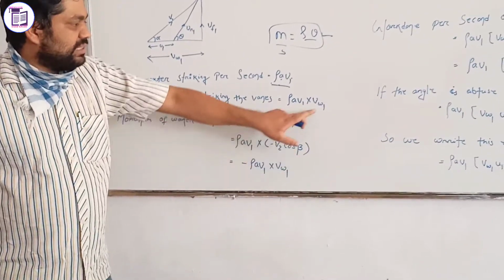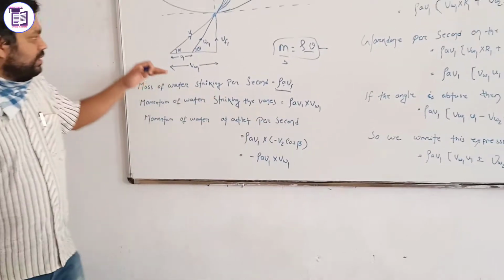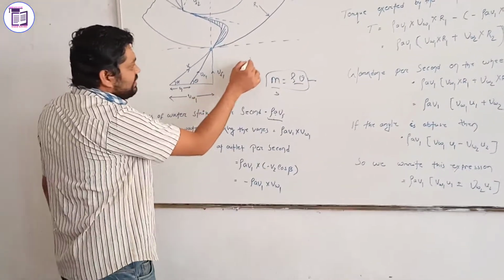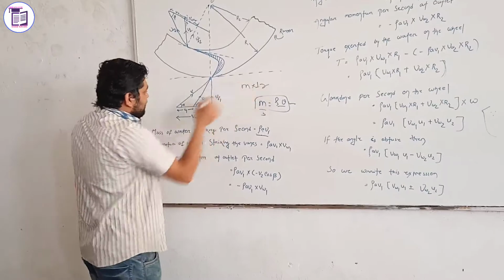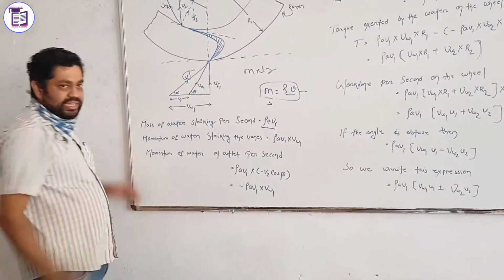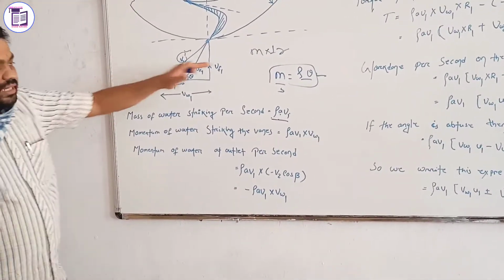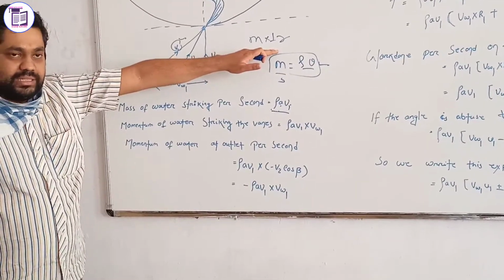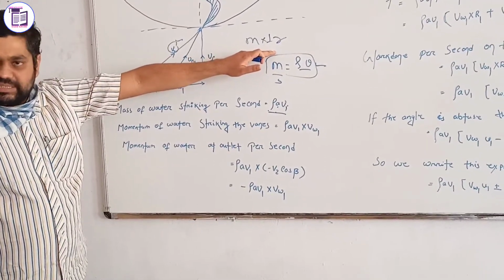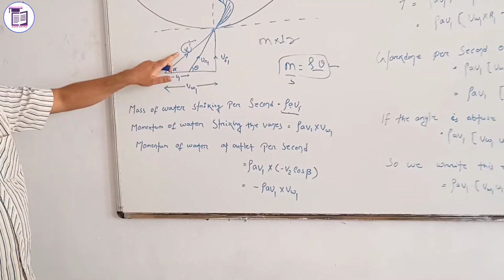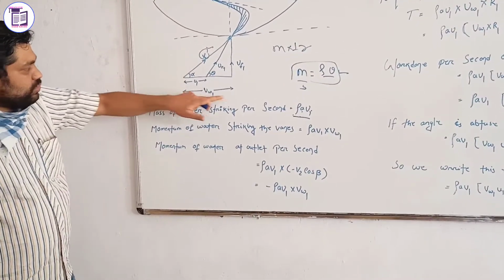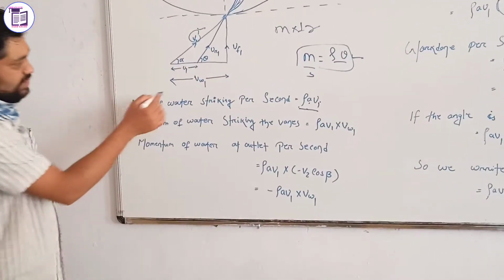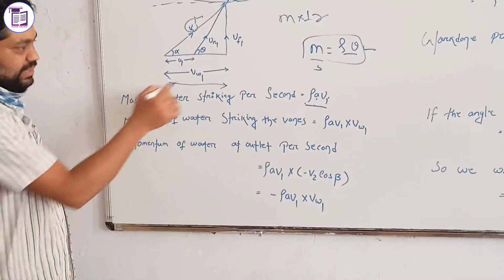We consider this the tangential component because we take mass into perpendicular distance. V1 is here at some angle alpha, so we can consider this angular perpendicular velocity. The perpendicular velocity means the tangential flow velocity, which comes from V1. So V1 resolves into VW1, the velocity of whirl in the tangential direction.